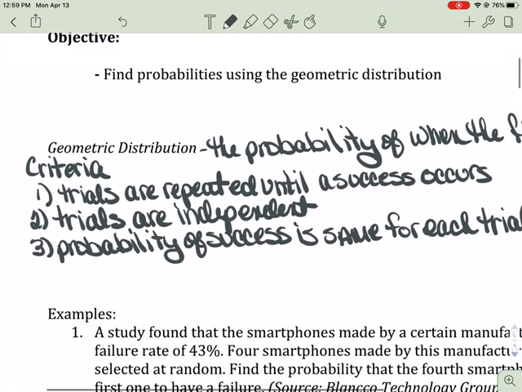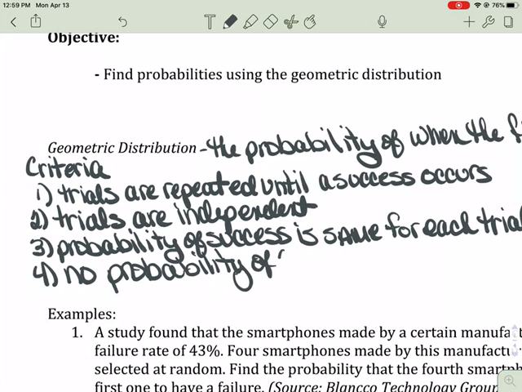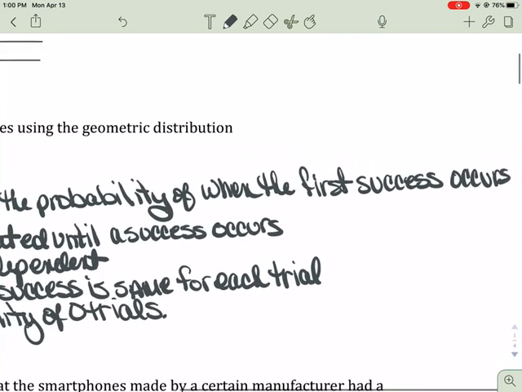Now we have one more, and that is that there is no probability of 0 trials. Meaning that you can't have a probability on the 0 trial. The first success can't occur at 0 trials. All right, so let's take a look at some of the ways we can get our solutions.